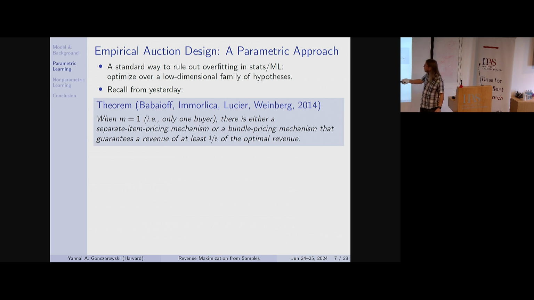I prefer to think about it this way, at least for this talk, because this means if we're lucky, and in some formal sense, the class of all separate item pricing mechanisms, union all bundle pricing mechanisms, has low dimension, then if we optimize over that class and find the best in that class, we will not overfit. So we'll be able to recoup this 1/6 guarantee, or close to it, 1/6 minus epsilon, also from samples. So this is going to be the first thing we try to do.